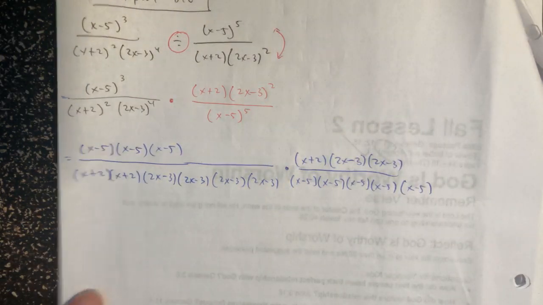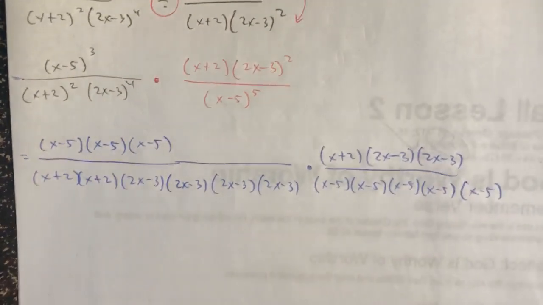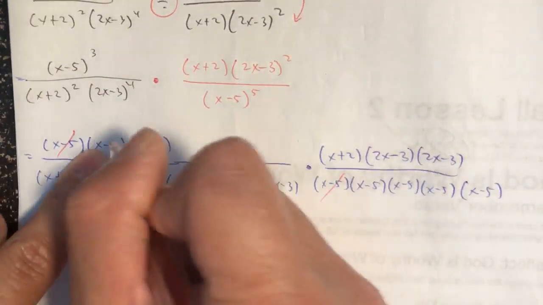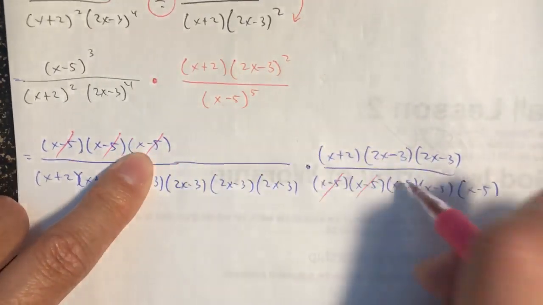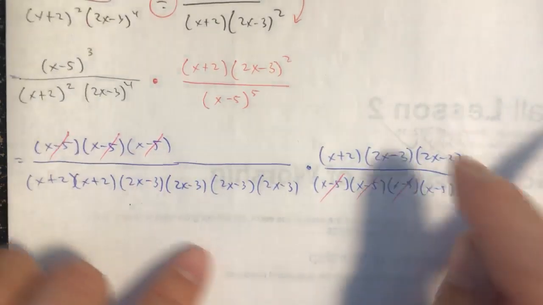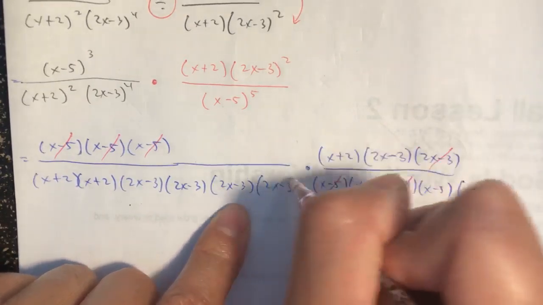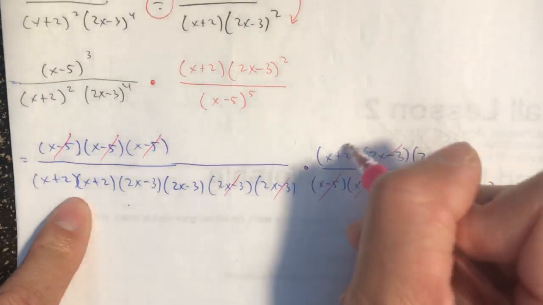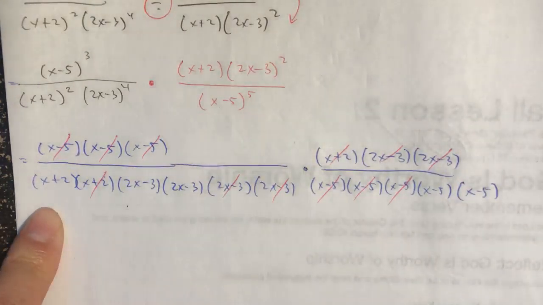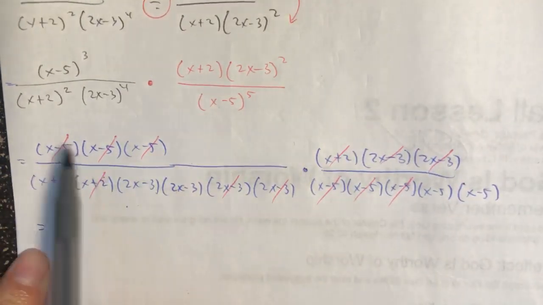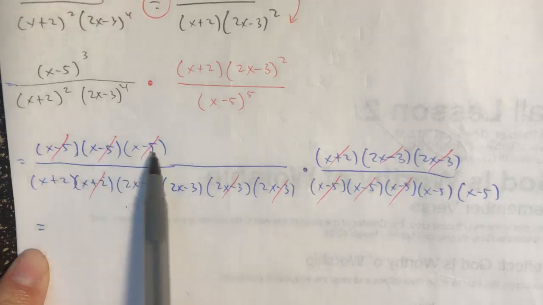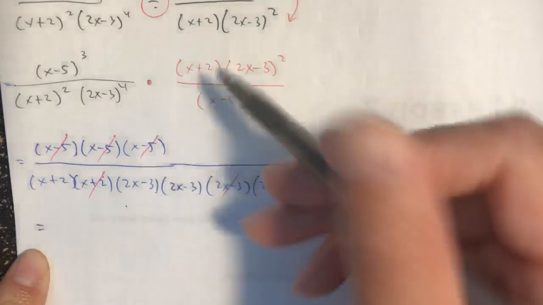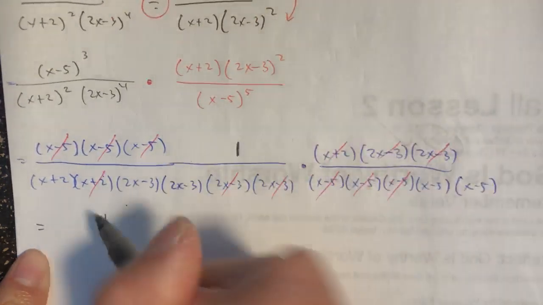All right, now we do a canceling party. Remember, 1 for 1. One x minus 5, two, three 2x minus 3s, one, one. And then any x plus 2s, 1 for 1. Now you're going to look for what's left in the numerator. Pay attention, I have nothing left. There's always going to be a 1 there. Always.